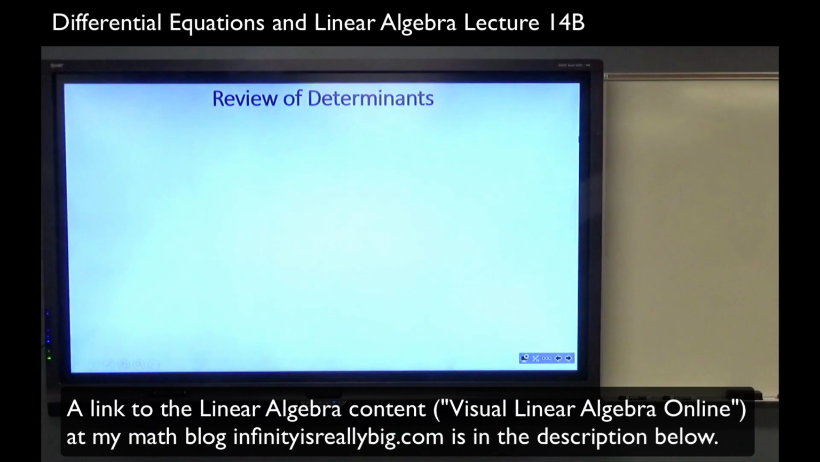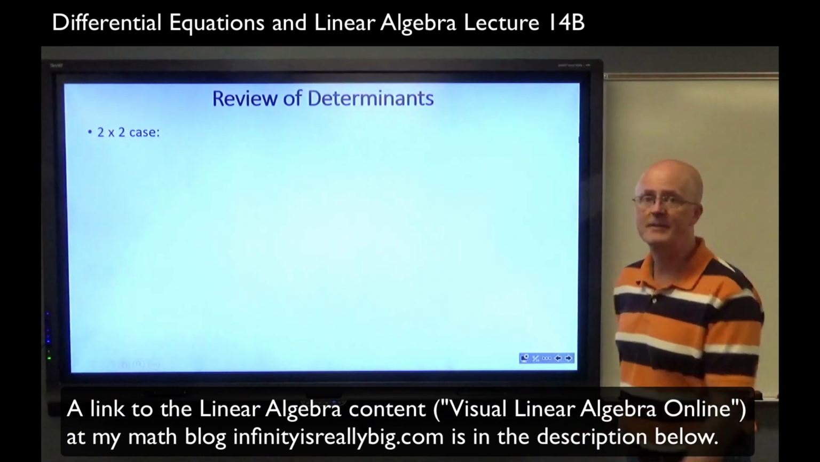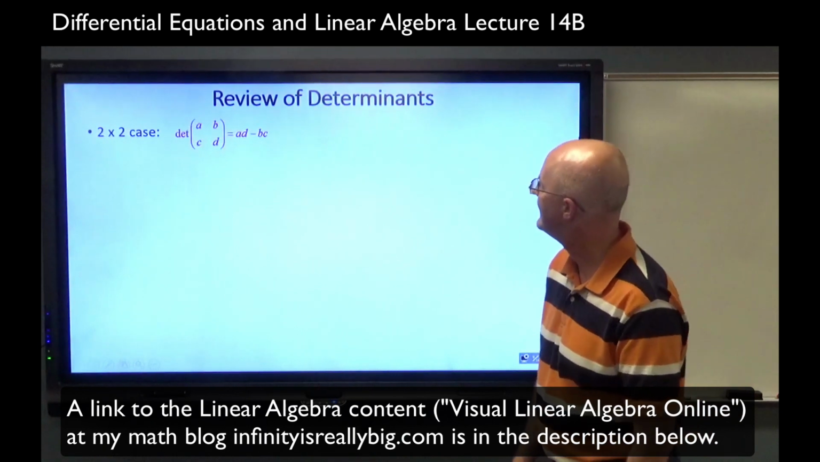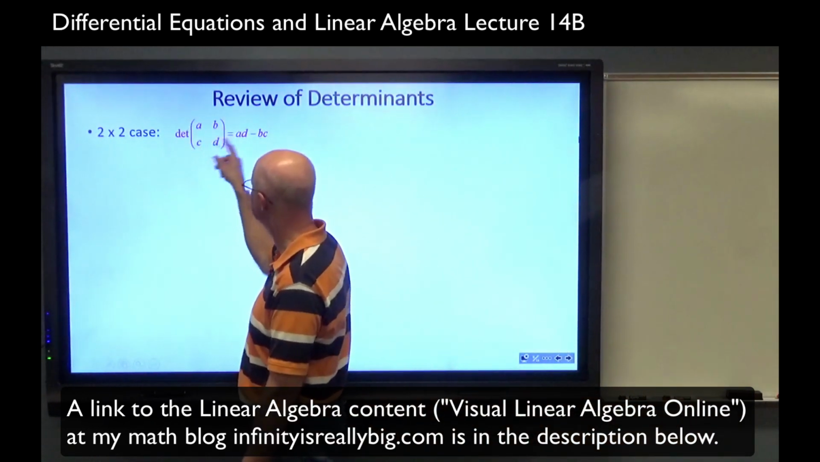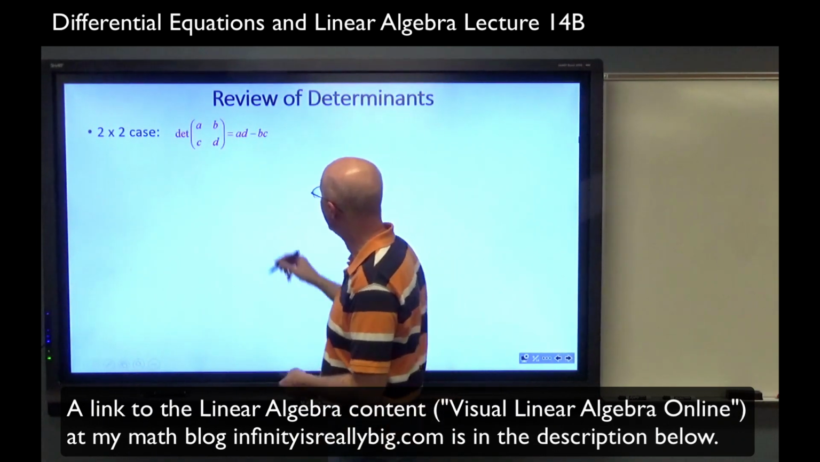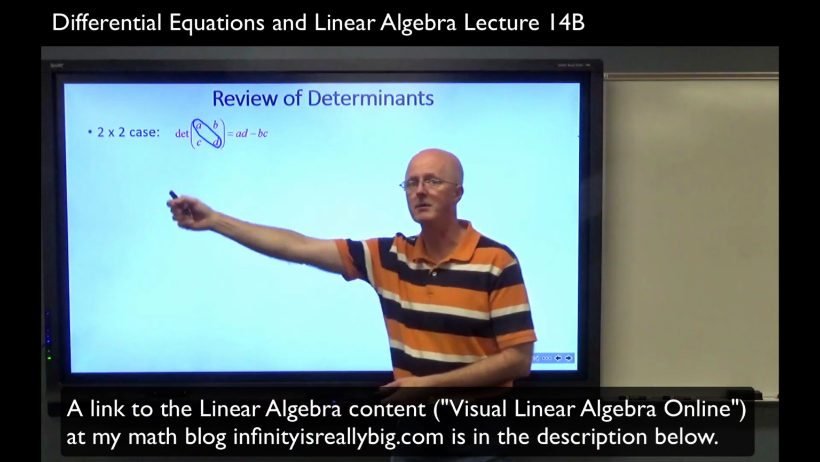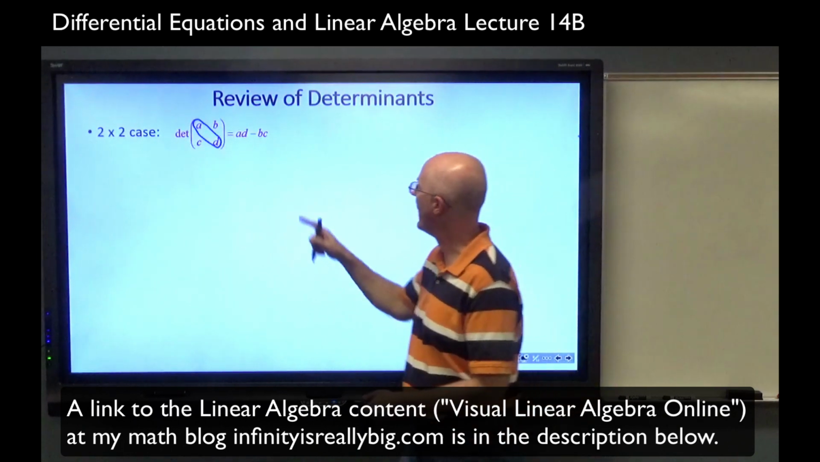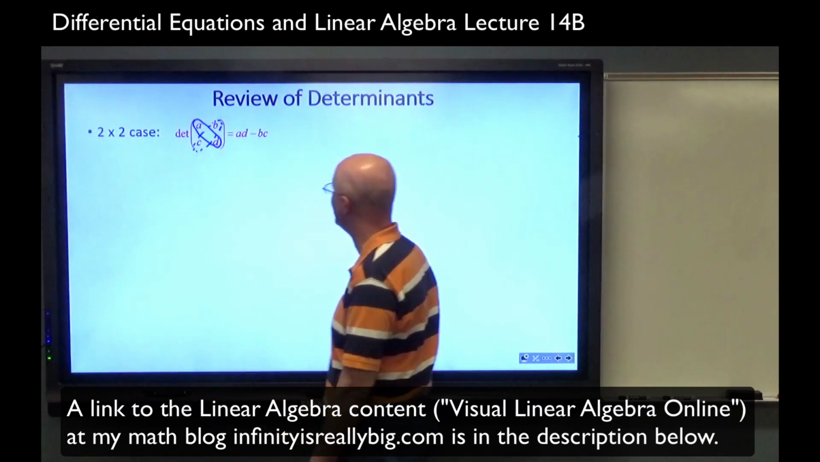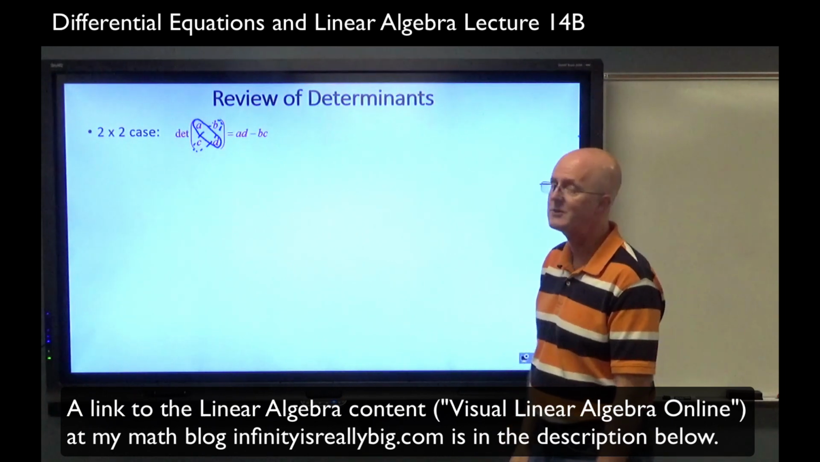Let's start by reviewing determinants from lecture 13B. What's the 2x2 case? In other words, what's the determinant of a 2x2 matrix? If the matrix has entries A, B, C, D, the determinant is A times D minus B times C. Multiply the entries on the main diagonal. The main diagonal goes from upper left to lower right. And then subtract the product of the numbers on what you could call the non-main diagonal or off diagonal, B times C. That's the 2x2 case.